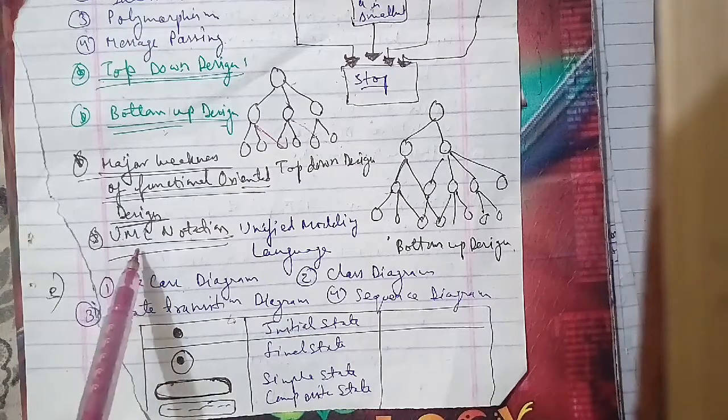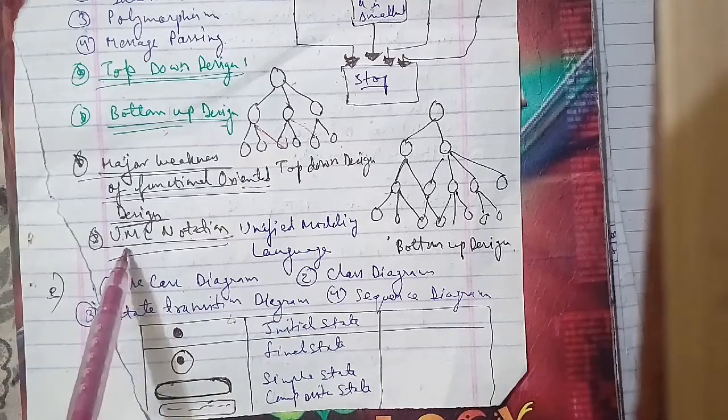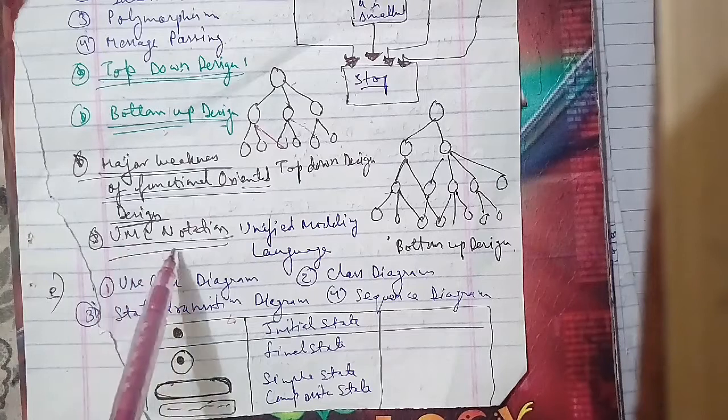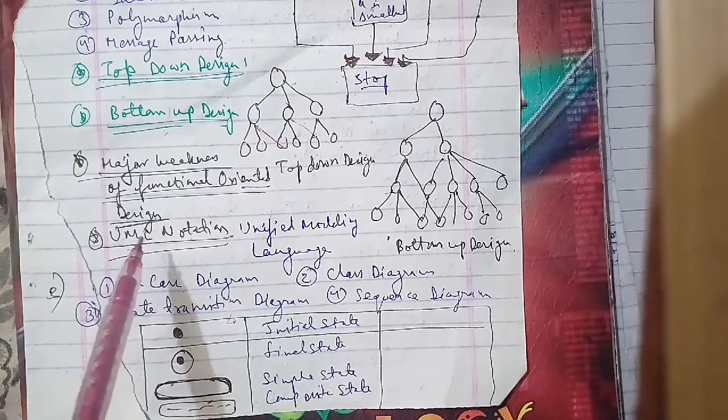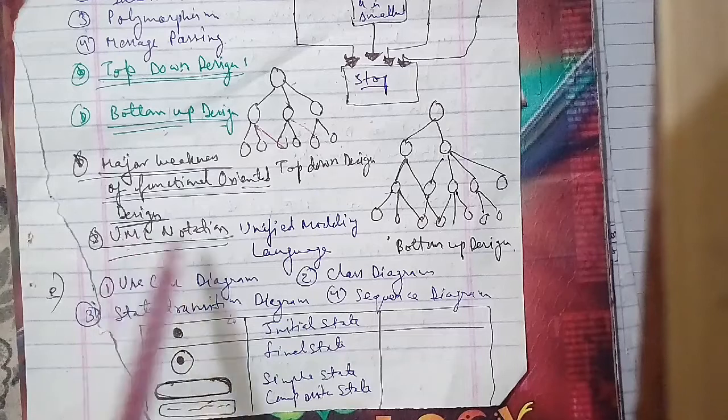The second is the class diagram. Third is the state transition diagram, and the fourth is the sequence diagram. We will talk about the use case diagram first.